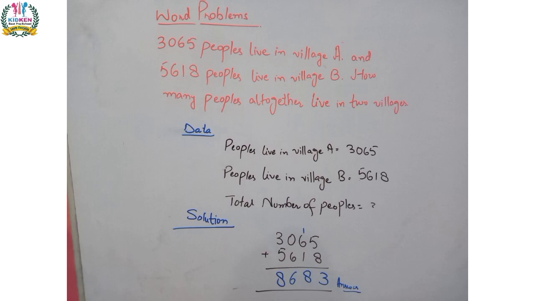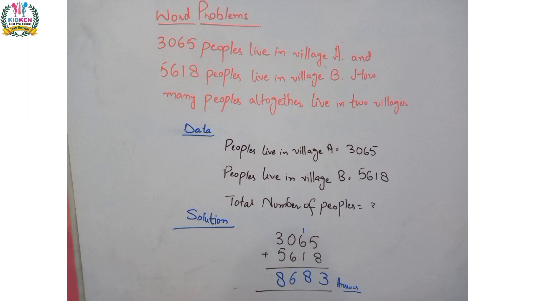Let's start our word problems of addition and subtraction. So our word problem is 3065 pupils live in village A and 5618 pupils live in village B. How many pupils altogether live in the two villages? So he is telling you that 3065 people are in village A and 5618 people are in village B. Total you can find that. So simply you can add both values.